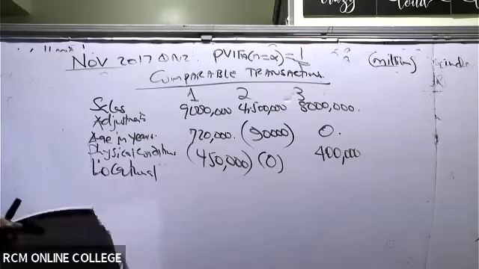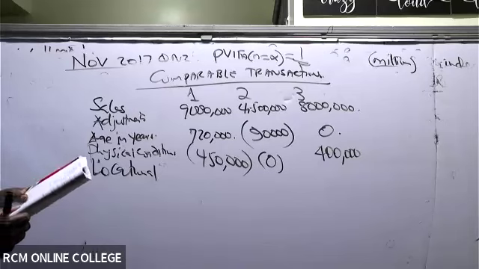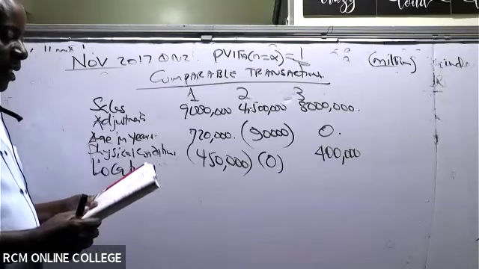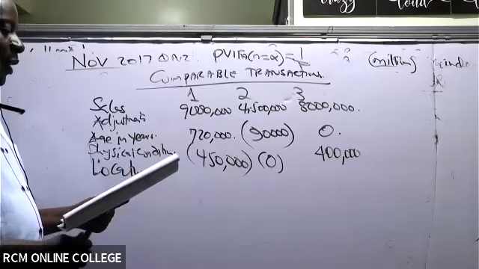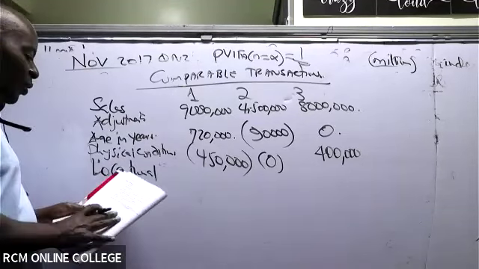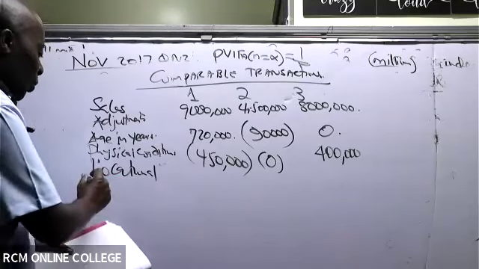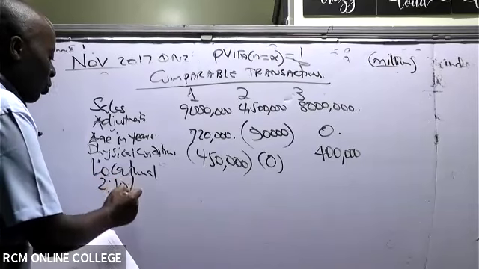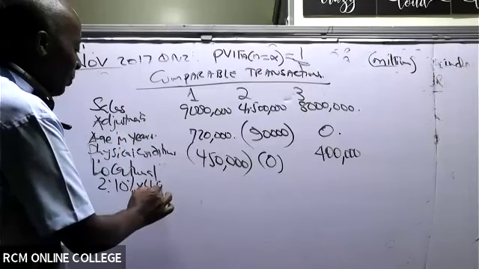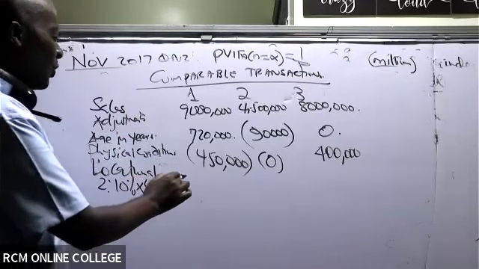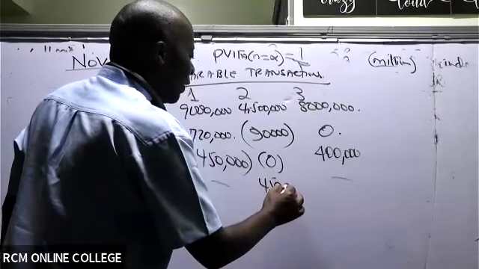So then let's look at what they are telling us. And the location adjustment, prime is none, secondary is 10%. So basically, secondary is property number 2. So property 2 will be 10% of the 4.5 million. Which you guys have gotten here 450,000.